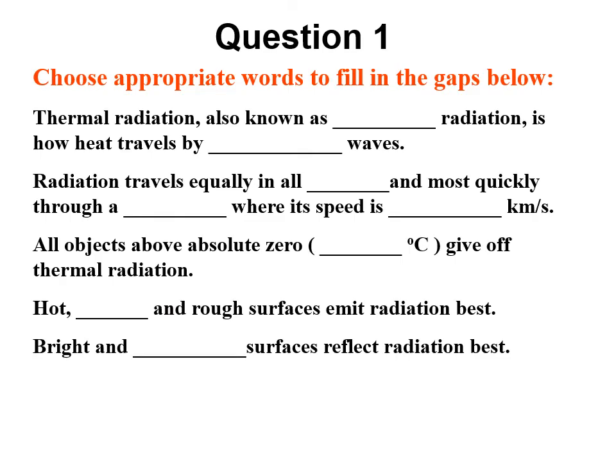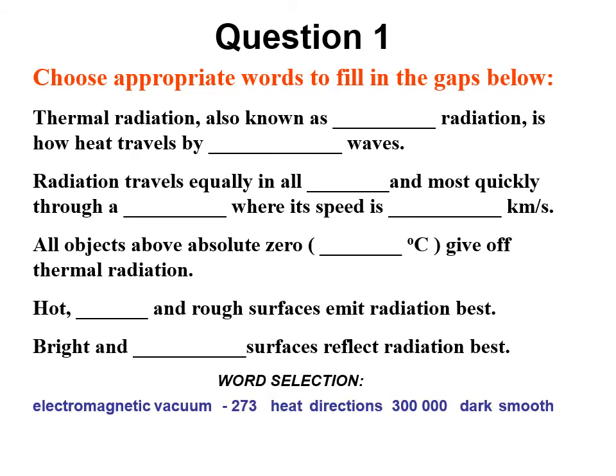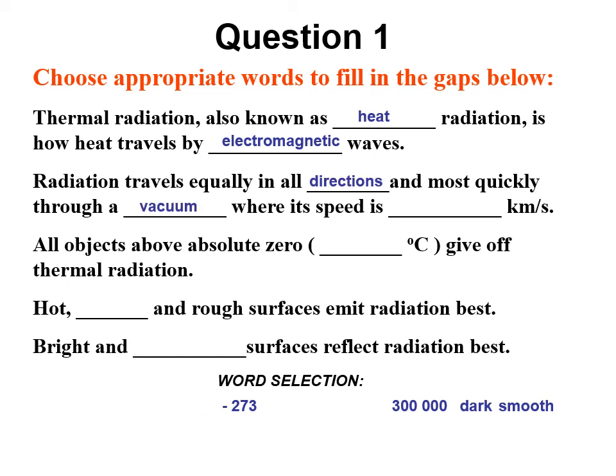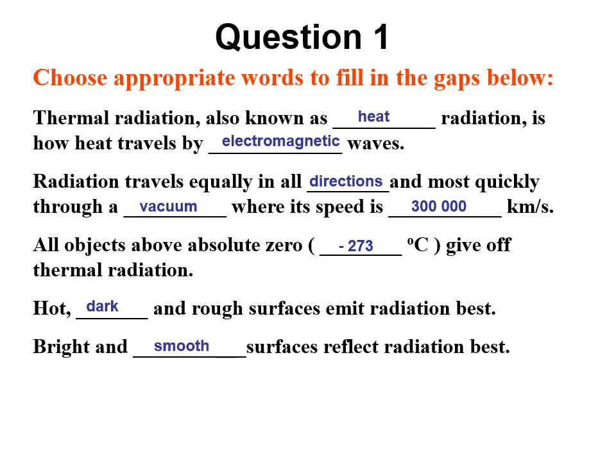So just to summarize, here are the words. Pause the video now, fill in the gaps, and then come back to see if you've got the correct answers. Thermal radiation, also known as heat radiation, is how heat travels by electromagnetic waves. Radiation travels equally in all directions and most quickly through a vacuum, which has a speed of about 300,000 kilometers per second. All objects above absolute zero, minus 273 degrees Celsius, give off thermal radiation, and hot, dark, and rough surfaces emit radiation best, and bright, smooth surfaces reflect radiation best.